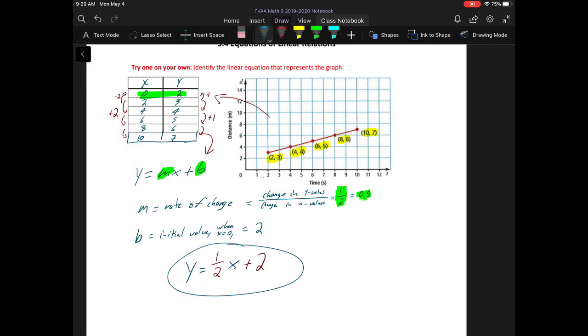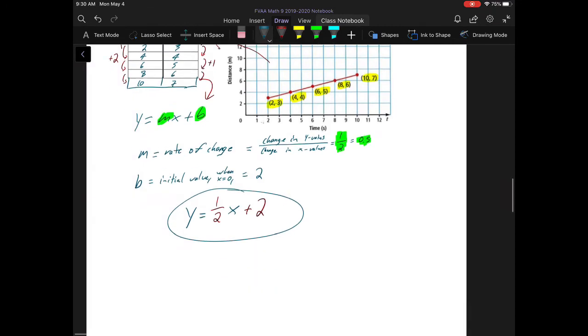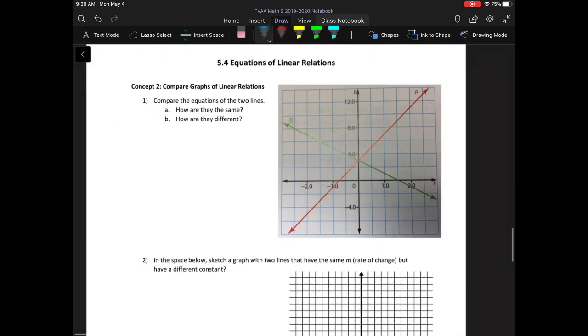Okay, so just like we went from the equation to a table, then to the graph last video, this time we go from the graph to the table and then to the equation. So you're just working backwards. Think about the steps you learned last video, apply them here.